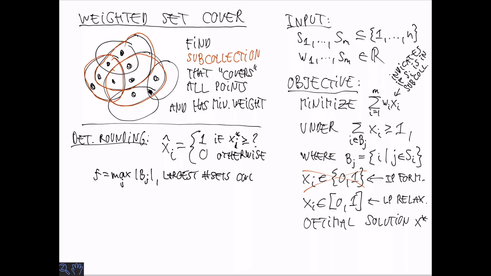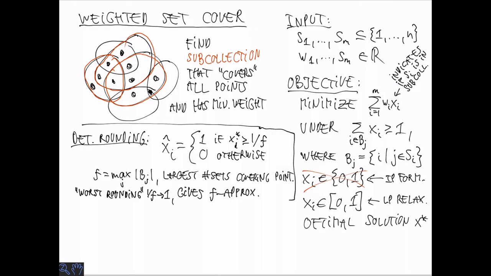And then it's not very hard to see, and the details are in the book, that if we round up whenever xi star is at least 1 over f, then we are going to get a valid solution, a valid set cover. Since we round up to a value that is at most f times larger than the LP solution, the worst rounding is intuitively that we round from exactly 1 over f up to 1. And this means that we are going to get an f times more expensive set cover compared to the LP, which is a lower bound on the optimal solution. So this is an f approximation.